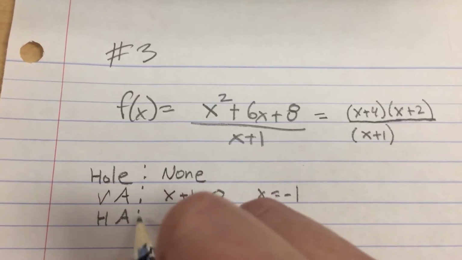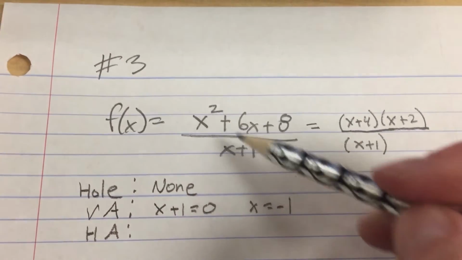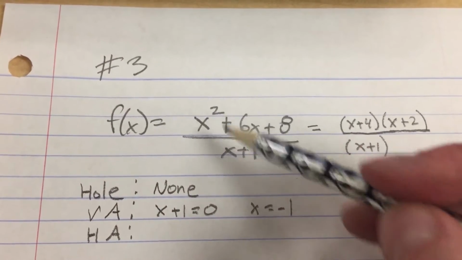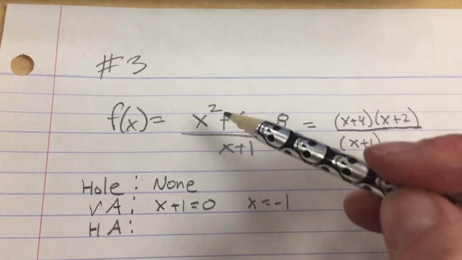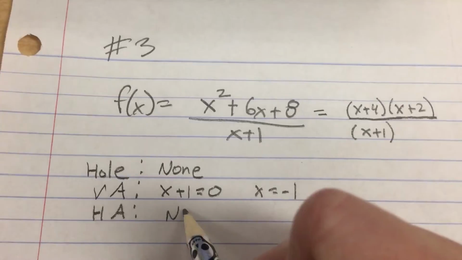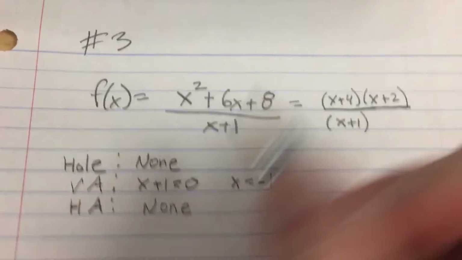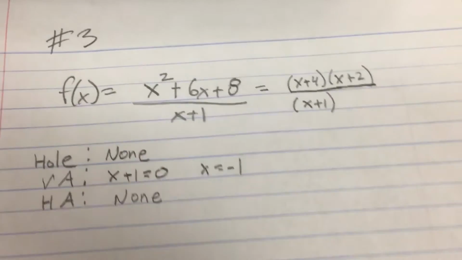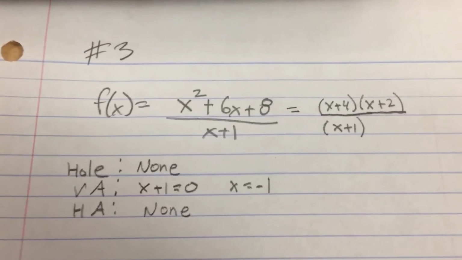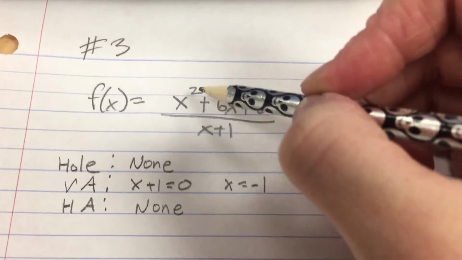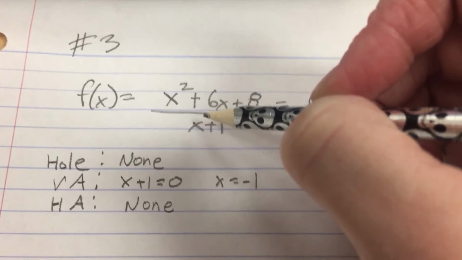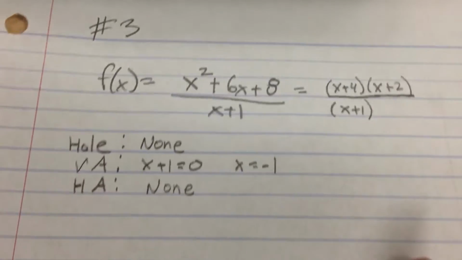Horizontal asymptote. Now notice, numerator, denominator. The numerator has a higher degree than your denominator. So this time, looking at your notes, there is no horizontal asymptote. So none. But we wrote down for slant asymptotes, your numerator needs to be 1 higher than your denominator. 2 is 1 more than 1. So yes, this has a slant asymptote.